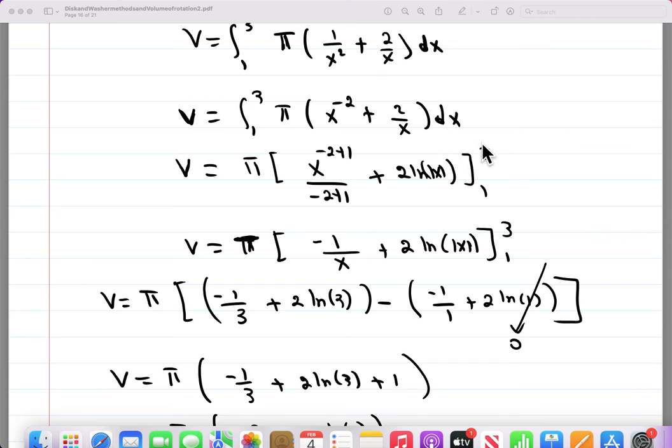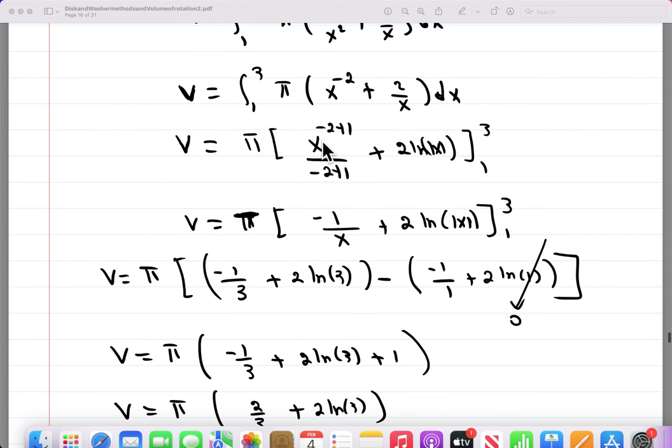So you always start with the upper limit. From here, -2 plus 1 is -1. So you have x raised to -1 over -1, but x raised to -1 can be written as 1 over x. So this basically will give us -1 over x.